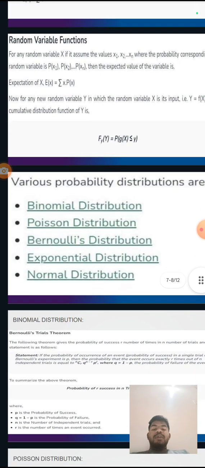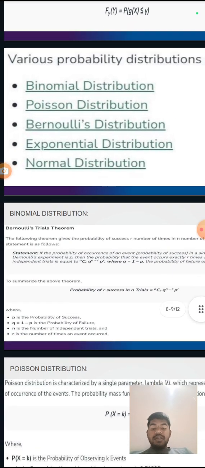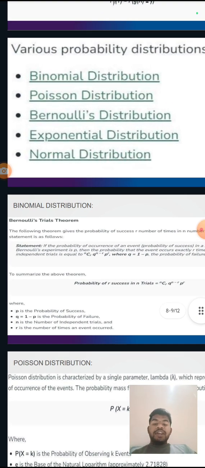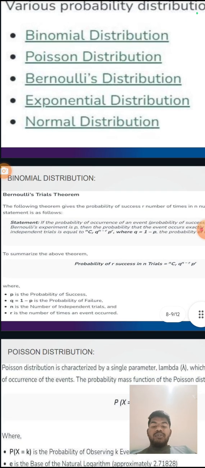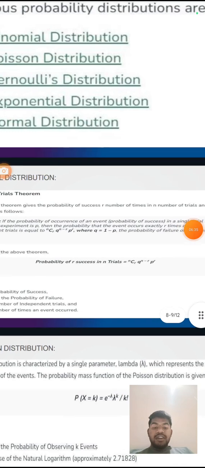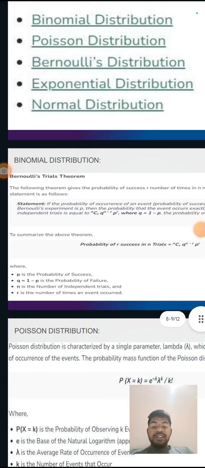Various probability distributions are the binomial distribution, Poisson distribution, Bernoulli distribution, exponential distribution, and normal distribution. Now we learn about the binomial distribution. Bernoulli's trials theorem: the following theorem gives the probability of r successes in the number of trials, and its statement is as follows.